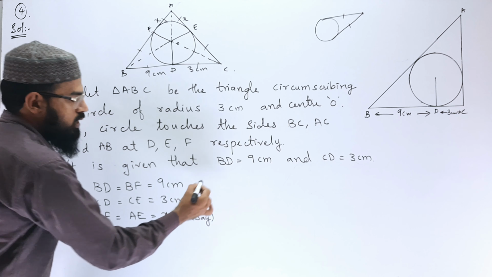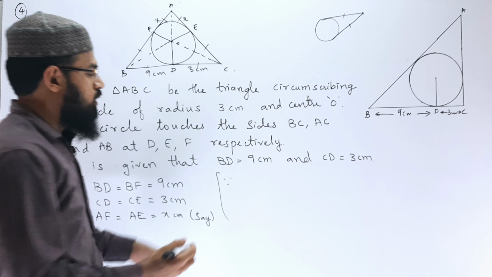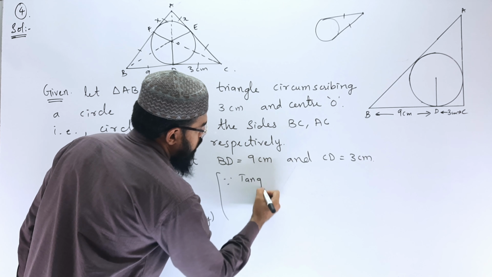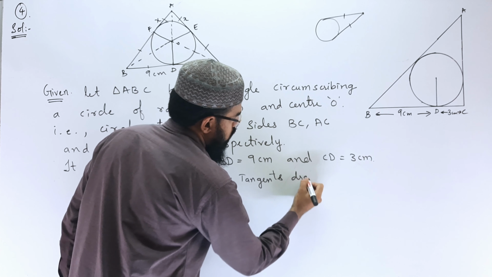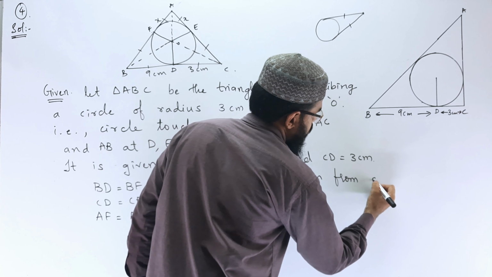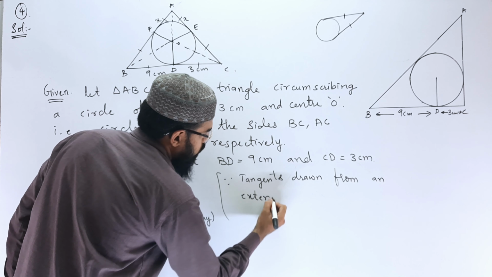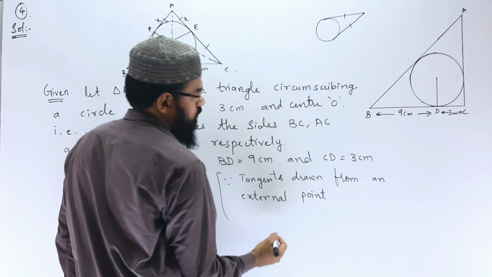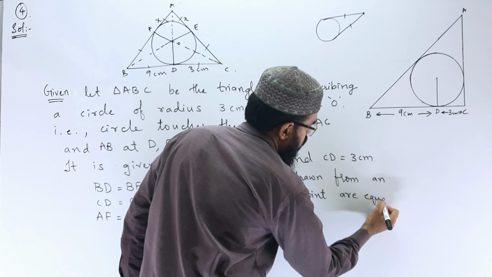From where we have got this, we know this is an important point: tangents drawn from an external point are equal.